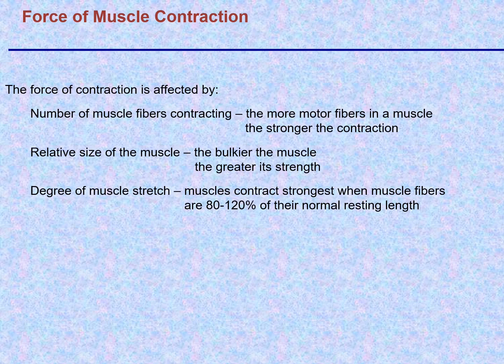This is Unit 5C, Part 2. The actual force of contraction, or the tension that can be generated, is certainly dependent on or affected by the number of muscle fibers that are contracting. The more muscle fibers in a muscle, the stronger the contraction can be, and the more muscle fibers that are contracting at any one moment, the greater the contraction. So if you want to generate more force, you recruit more muscle fibers and you get a stronger contraction.